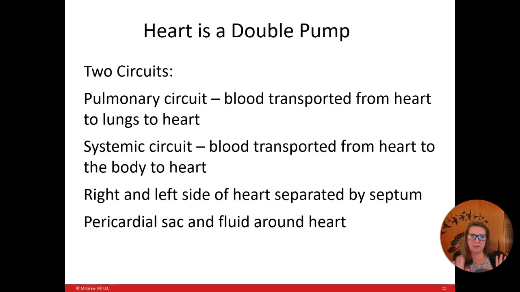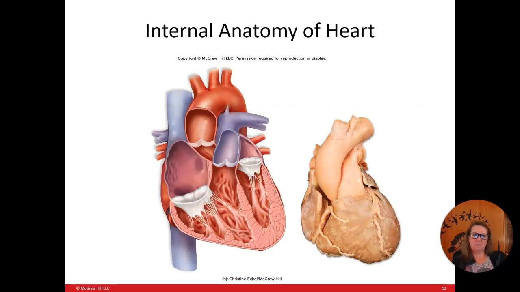Now, the two sides of our pump are separated by a very well-defined wall we call the septum. And also the heart is enclosed in a particular sac called the pericardial sac, and there's pericardial fluid between the sac and the heart that is going to protect the heart. So some things to take a look at.